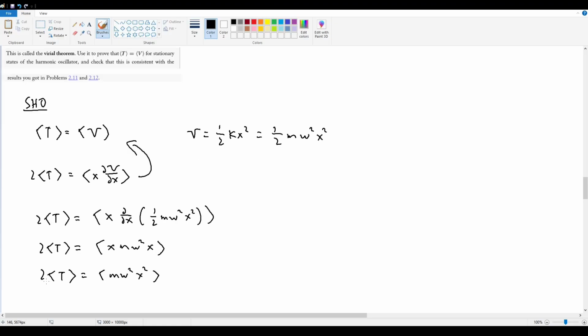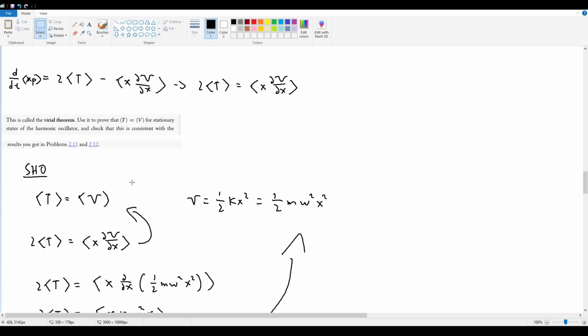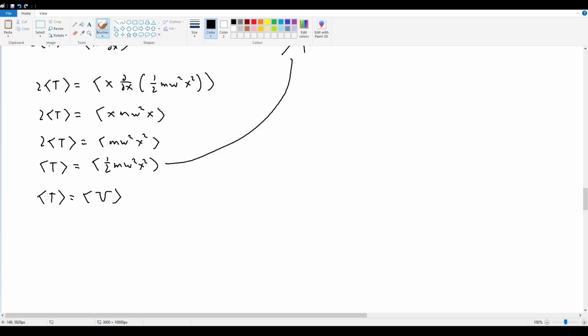At this point, I can take the 2 and move it to the right, because this is just twice the potential V. So T is therefore equal to 1/2 m omega squared x squared. And if you look at that, we're back up to here. This simplifies out to V, so therefore the expectation value of the kinetic energy is equal to the expectation value of the potential energy for our simple harmonic oscillator. Okay, next you want to show that the results you got in problems 2.11 and 2.12 are consistent with the result you get right here, which is that the expectation value of T is equal to the expectation value of V.